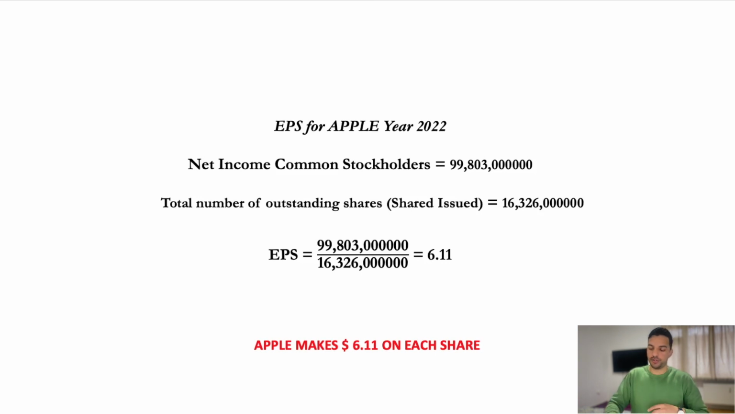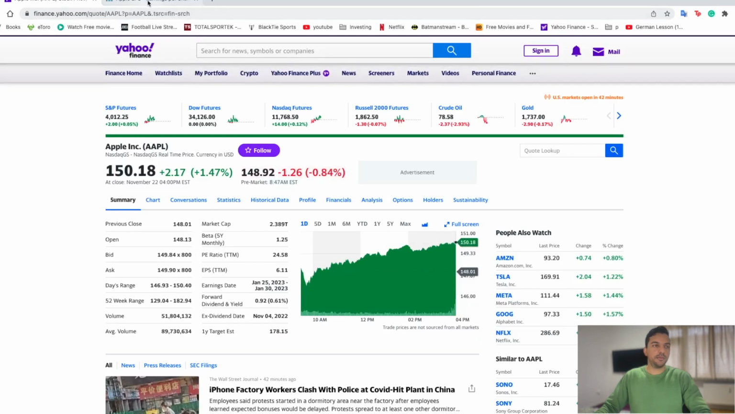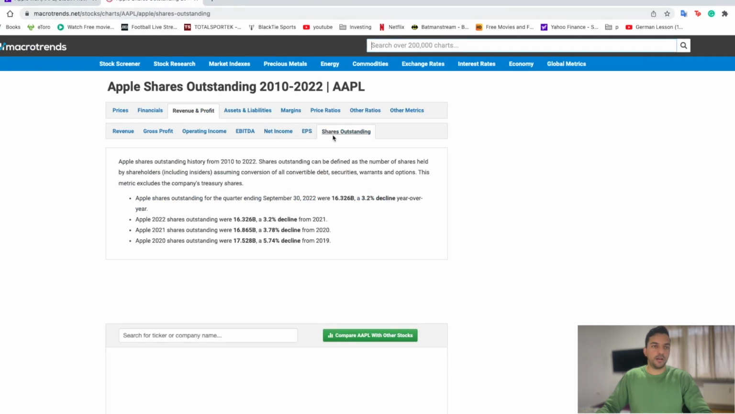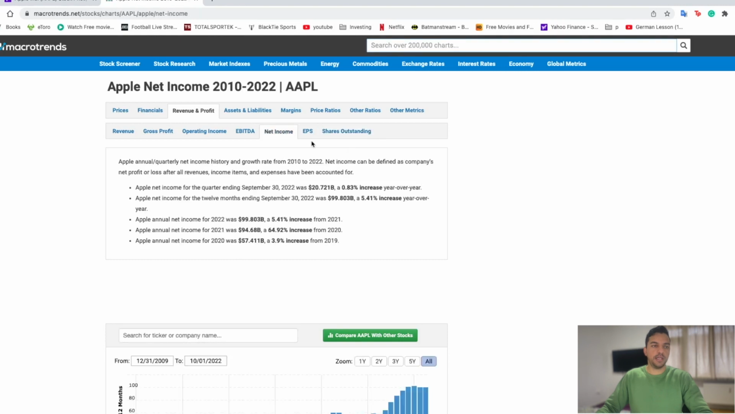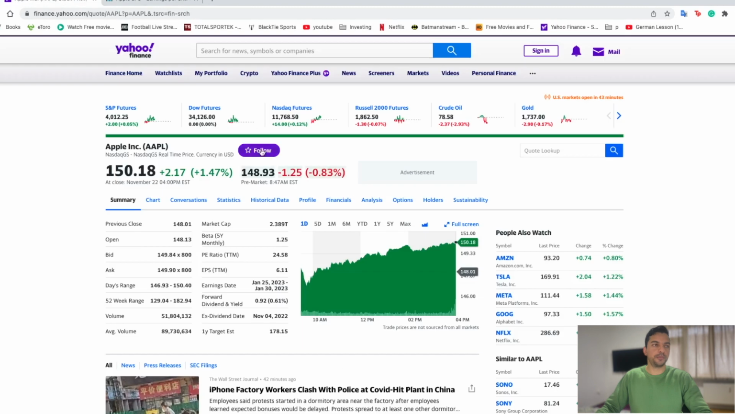profit year over year. And how can you calculate this value? Normally you can use websites like Macrotrends, which is a very good website I mostly use, and you can also calculate by yourself. You can see here the shares outstanding of Apple for 2021 and 2022, and then you have the net income, and then you can divide and get the EPS of the company, which is 5.61 and 6.11 for 2022.